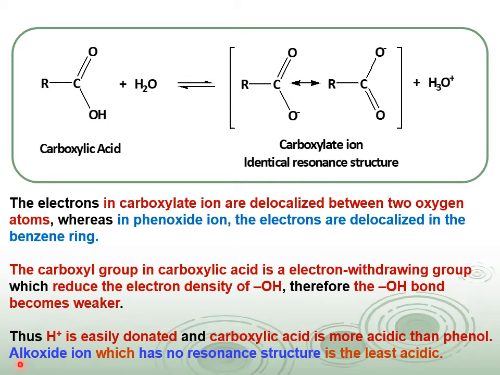Okay, what is alkoxide ion? Alkoxide ion is the ion formed when alcohol manages to ionize with water. It has no resonance structure at all, so it is the least acidic.